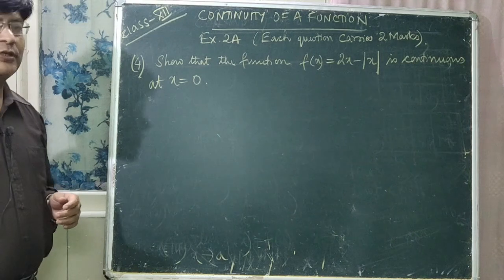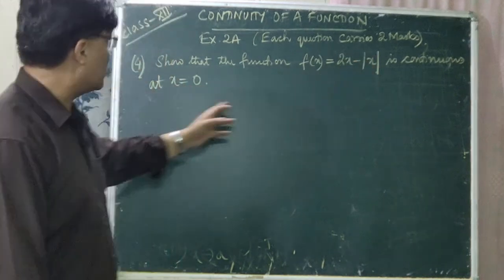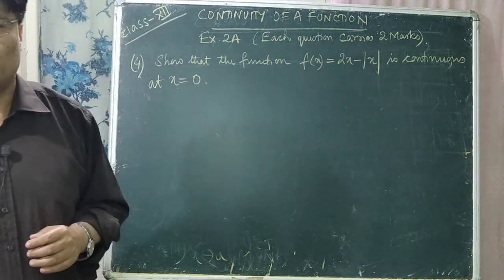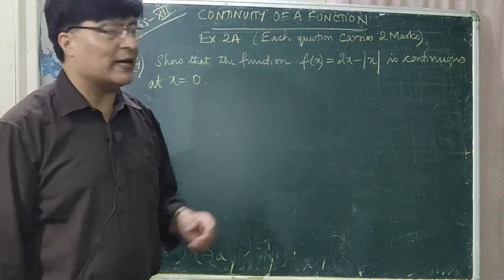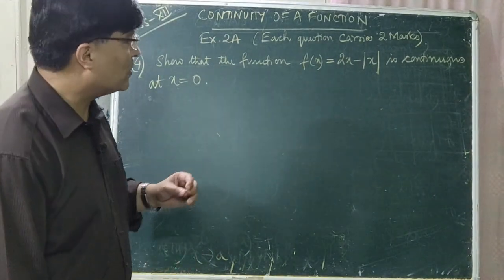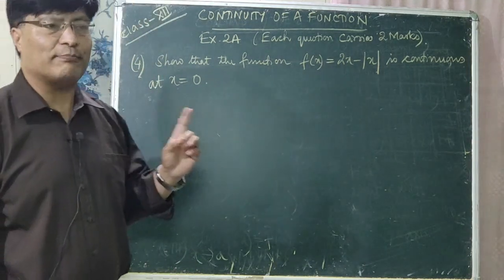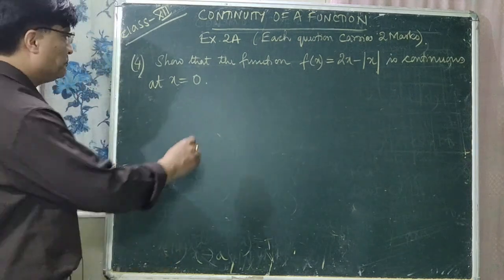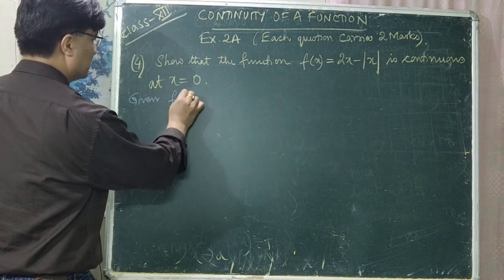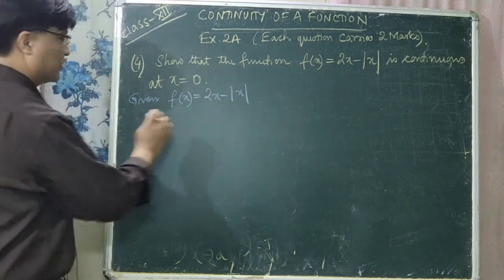You have to show that the function f of x is equal to 2x minus mod x is continuous at x is equal to 0. You have to prove that this given function, whose value is given as 2x minus mod x, is continuous at x is equal to 0. So first, let us simplify the given function. Given is f of x is equal to 2x minus mod x.